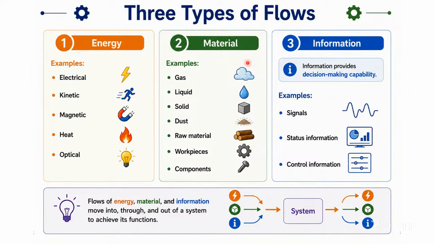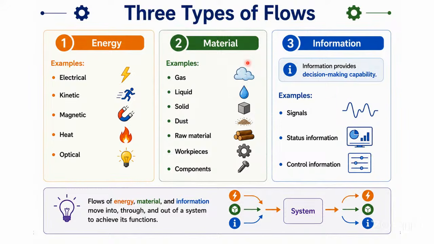Then if you consider the material, it can be gas, liquid or solid or dust or raw materials, work pieces and components. This is for material flow. And the third category is information flow. It provides decision making capability, that is, the information is flowing here as a signal or as status information or control information.